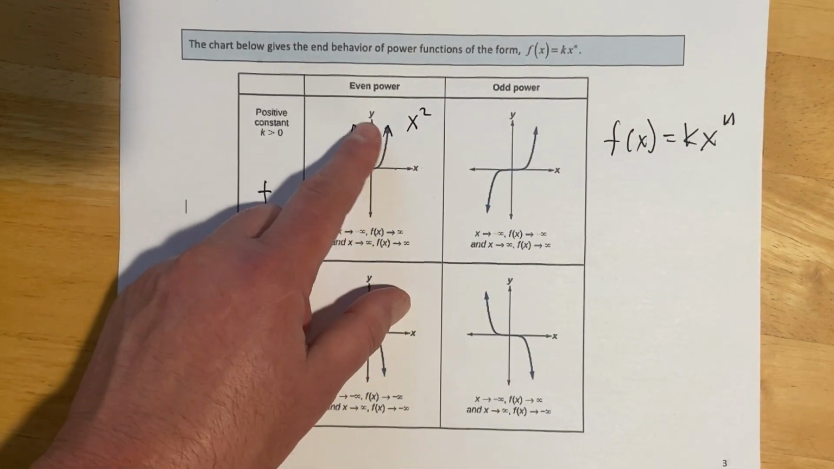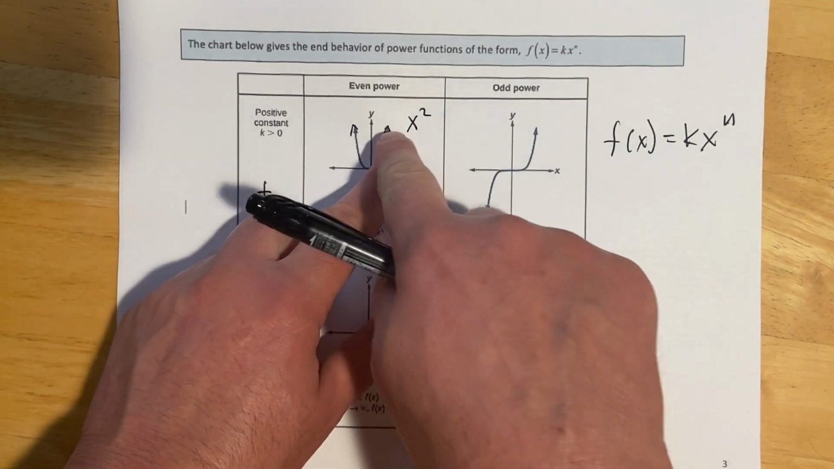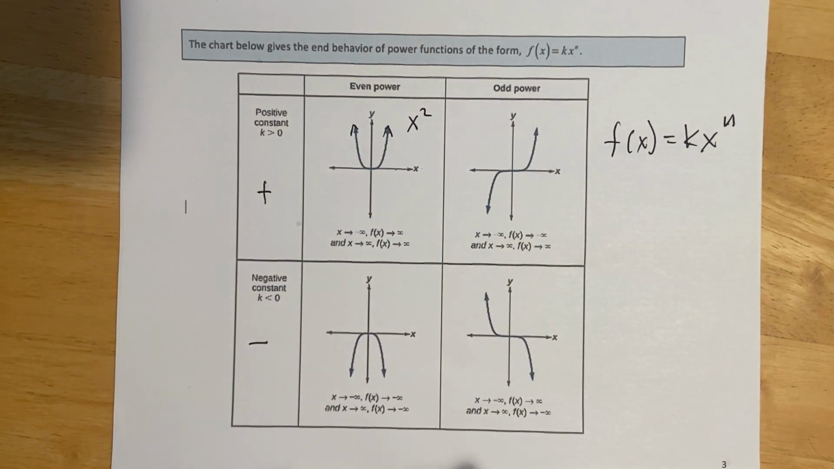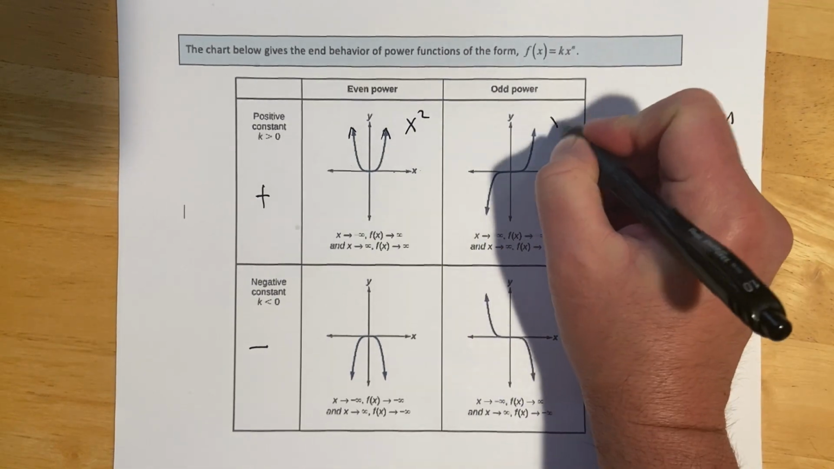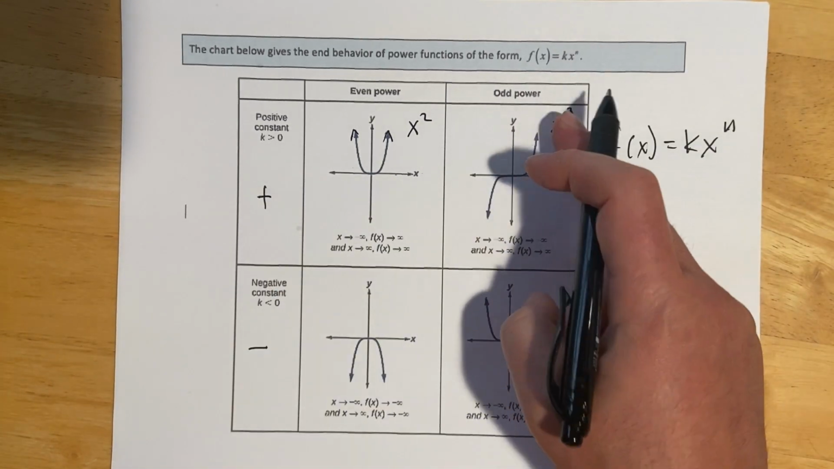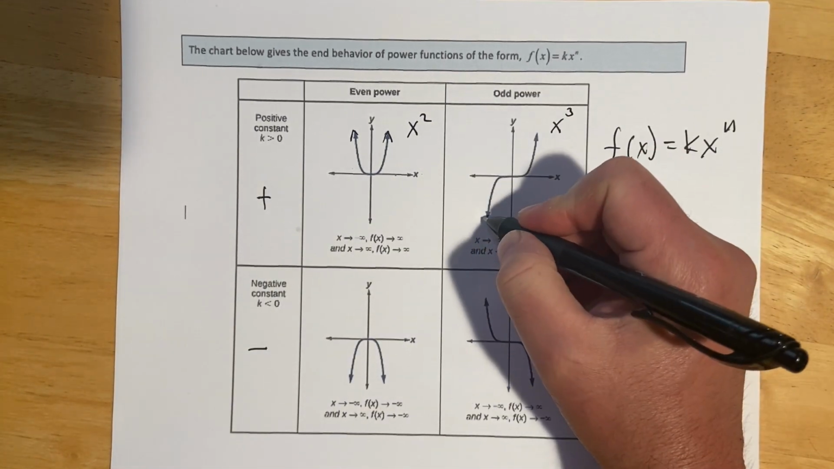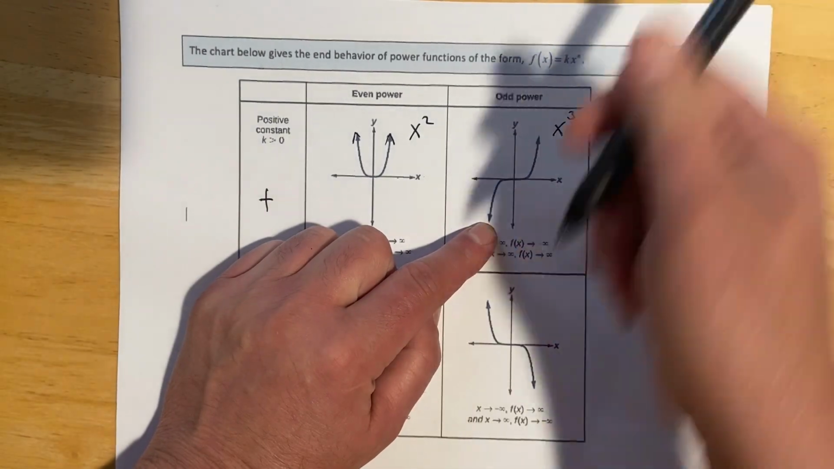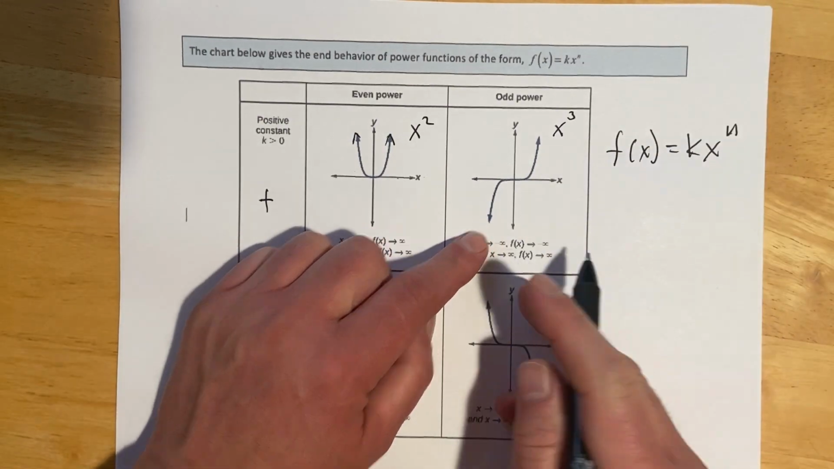And so basically everything that has these features, positive, even, is going to, if we zoom out far enough, look like x squared. X cubed will be our next one. So that one, positive coefficient, odd power. So that one, it decreases as we go to the left and then is increasing or going to infinity as we go to the right.